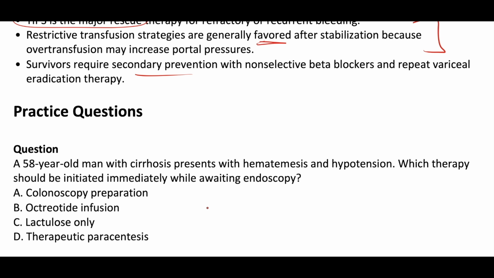Question 1. A 58-year-old man with cirrhosis presents with hematemesis and hypotension. Which therapy should be initiated immediately while awaiting endoscopy? A. Colonoscopy preparation. B. An octreotide infusion. C. Lactulose. Or D. Therapeutic paracentesis. Next best treatment option. Pause if you need to.